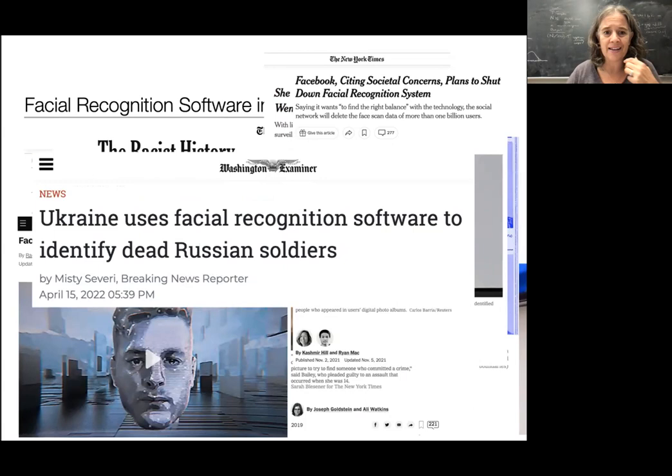But then on the other side is, how else is facial recognition software being used, right? So this is just a few months ago, identifying people who have passed away.